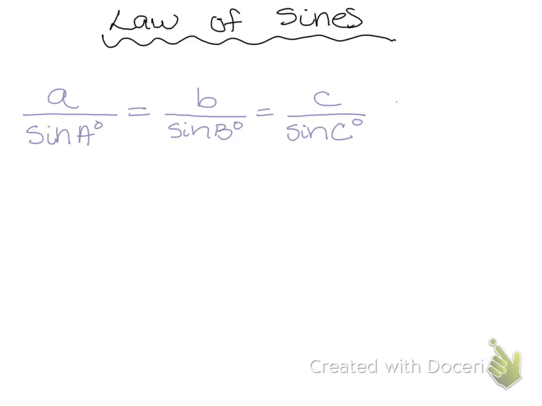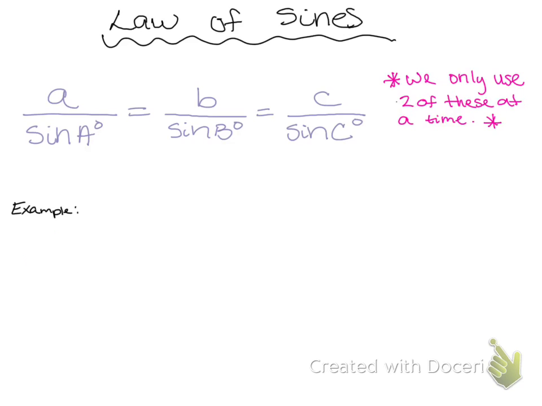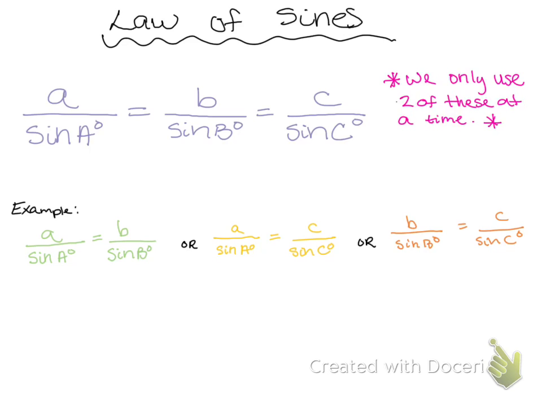So the numerator is all the sides, all the outsides. The denominator is the angles from the insides, okay? We will only use two of these at a time. We'll never use all three at one time together like that. Here's an example. We might use a over sine A equals b over sine B, or a over sine A equals c over sine C, or b over sine B equals c over sine C, but notice only two at a time.